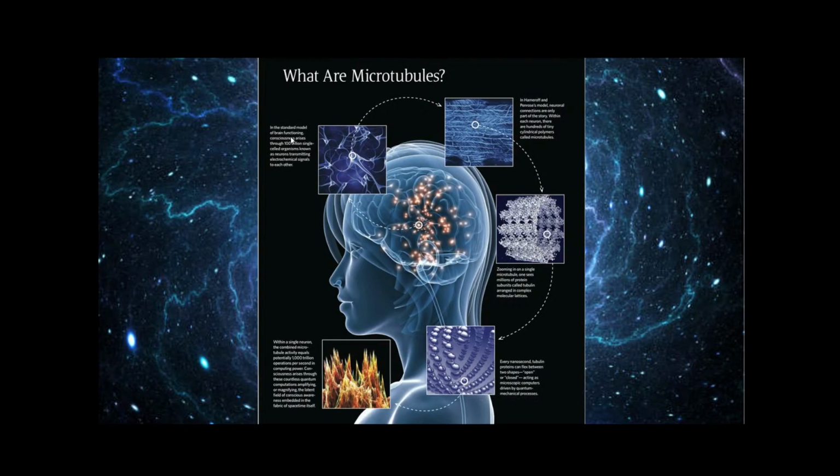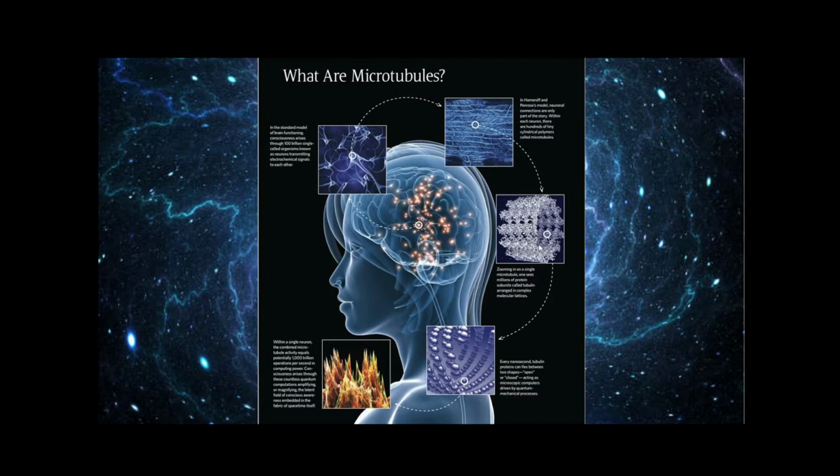What are microtubules? In the standard model of brain functioning, consciousness arises through 100 billion single-celled organisms known as neurons, transmitting electrochemical signals to each other. Neurotransmitters at the synapse. In Hameroff and Penrose's model, famous neurologists, neuronal connections are only part of the story. Within each neuron, there are hundreds of tiny cylindrical polymers called microtubules. Zooming in on a single microtubule, one sees millions of protein subunits called tubulin, arranged in complex molecular lattices.